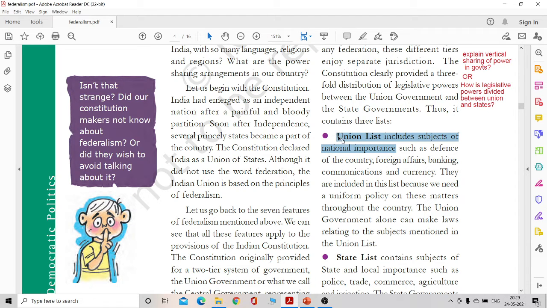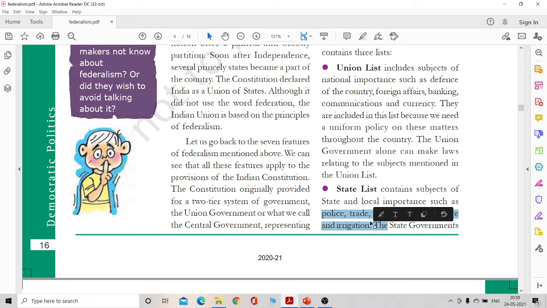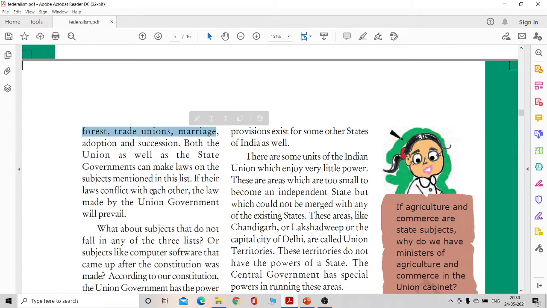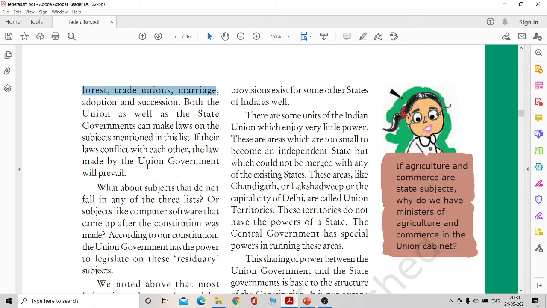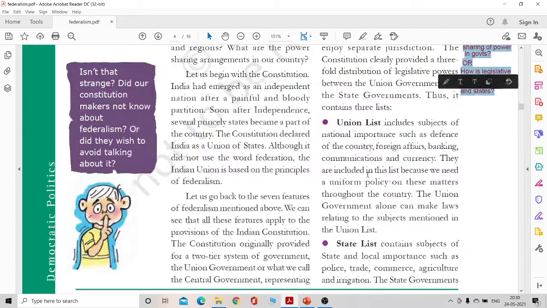Therefore, it is known as the union list. The second category is the state list, and by the name itself, you can understand that we are talking about state level responsibilities, right? So, for example, police, trade, commerce. And the third type is the concurrent list, where both the union and the state government can make laws on the subjects mentioned. So, forest, trade unions, marriage, etc. fall on that. Now, this would answer the question, which is explain how legislative power is divided between union and state.